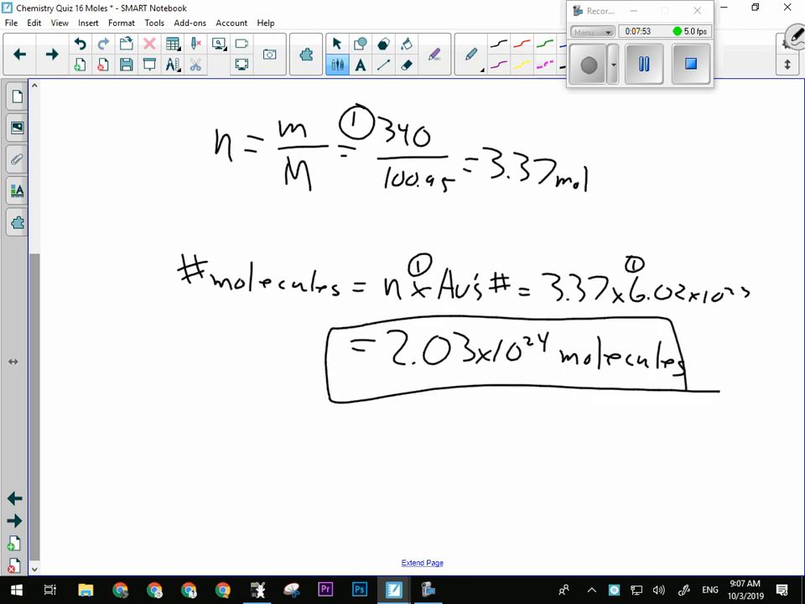Okay, on a test, people forget to write this. You need to have units on your answer. And you can't just say number of molecules equals. It's 2.03 times 10 to the 24 molecules. Okay, I'll be merciful. It's not like me. I'm usually like over 5. All right.